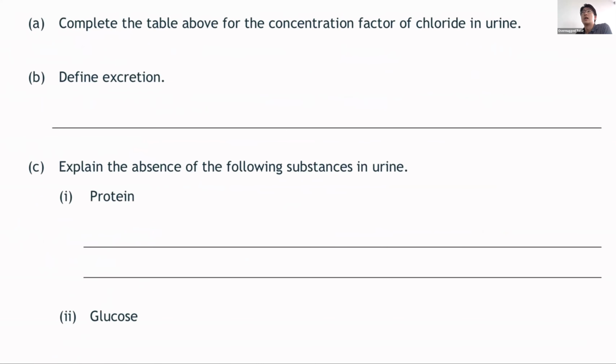Define excretion. Cleo, do you have a definition for us? From the organism, awesome, that's it. Exactly. Removal of toxic metabolic waste from the organism. So you realize that most answers outside, they will say from the body, which is fine because that's excretion for us. But every single living thing undergoes excretion down to the unicellular organism. So if it's a unicellular organism undergoing excretion, then the word body doesn't apply to them, isn't it? Therefore, I use the word organism, which applies everywhere.